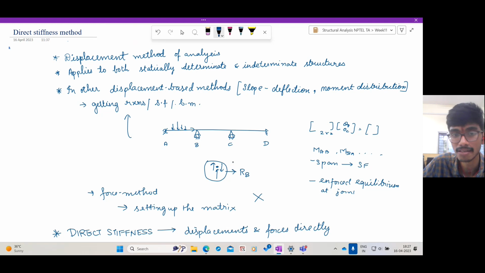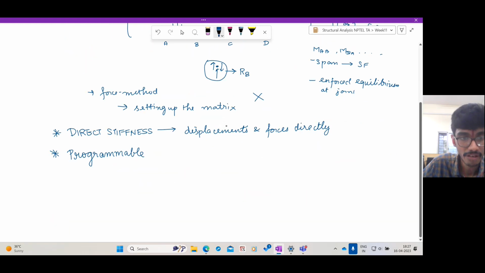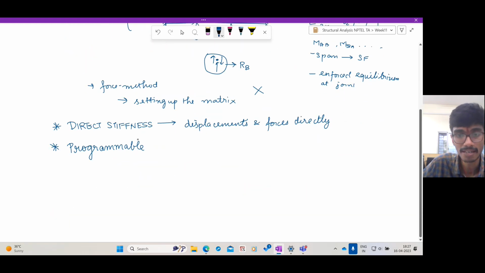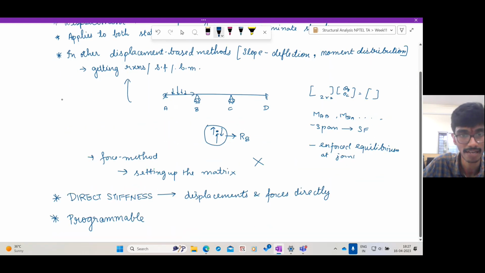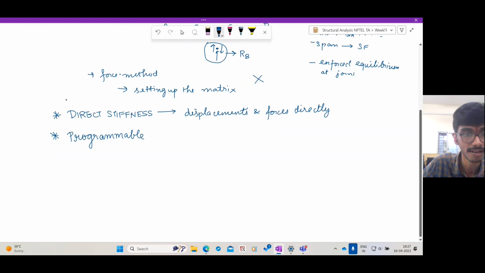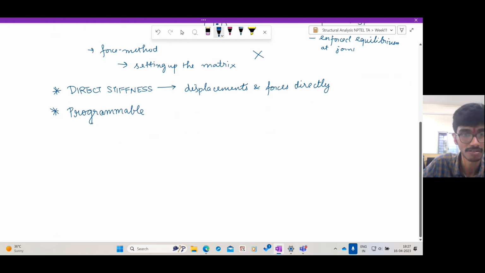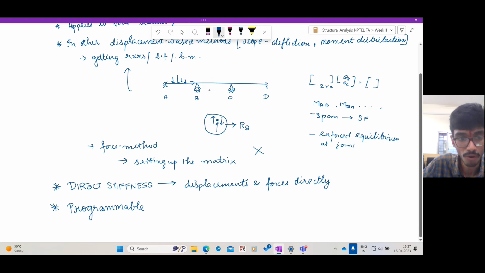Although we have the equations, especially finding the reactions is not quite straightforward. Instead, if we use the direct stiffness method, we can get all the displacements and the forces directly by solving one system of equations. So that is the huge benefit of this method. And also it is programmable. So it is repetitive.